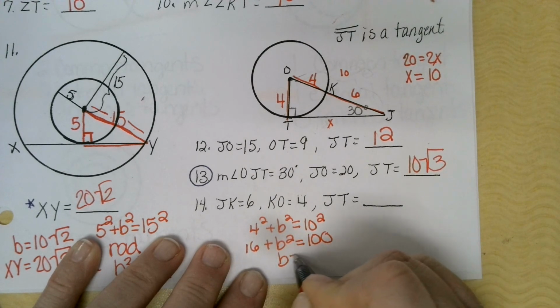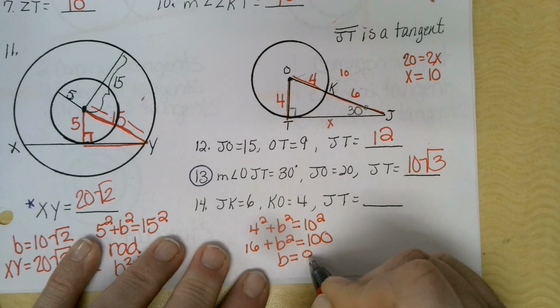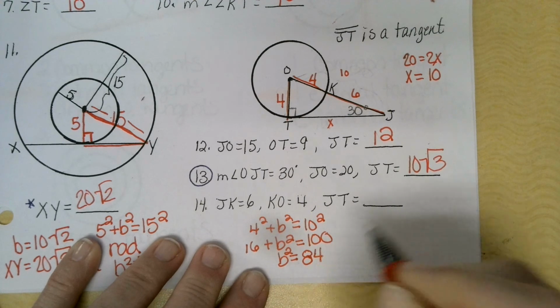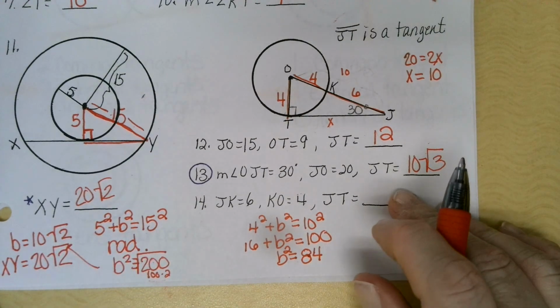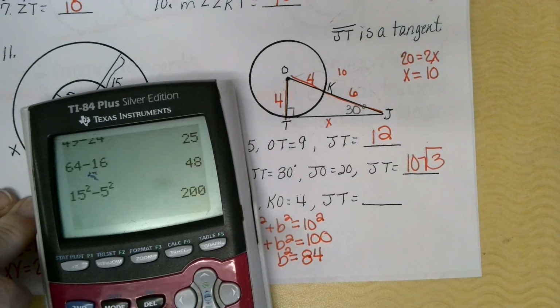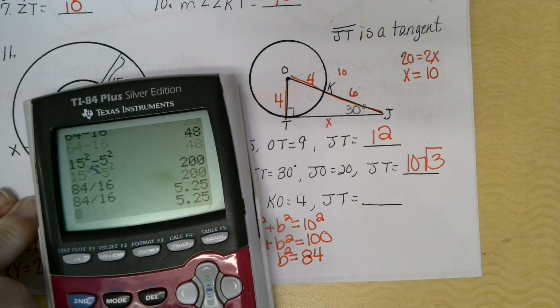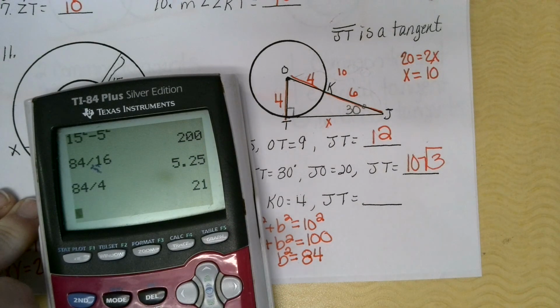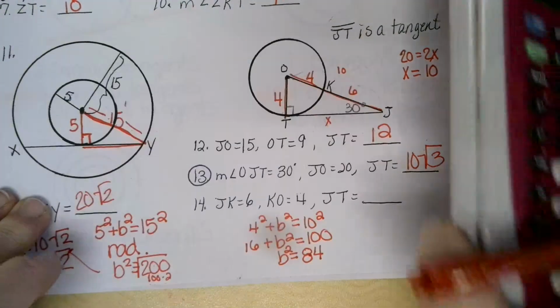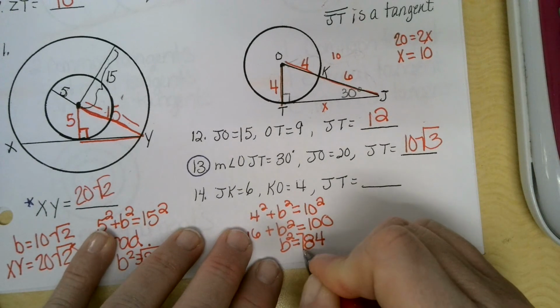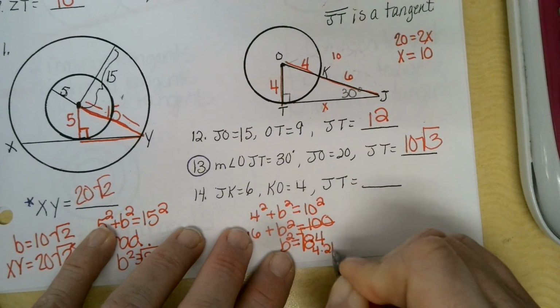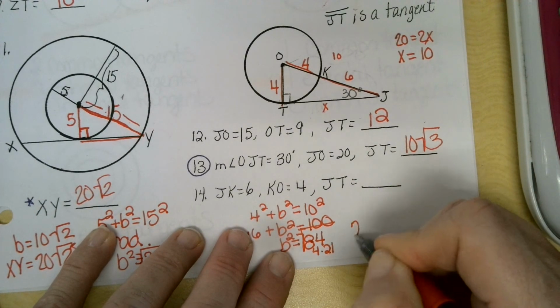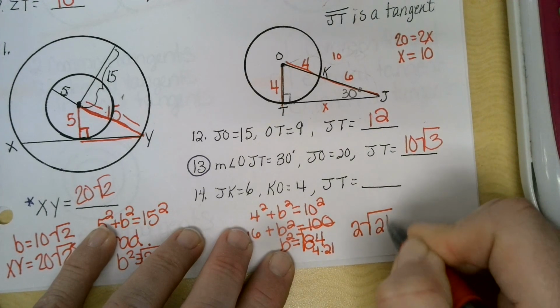Was that 84? Whoops. 84, 90, yes, that's right. All right, I need a perfect square that goes into 84. Okay, so 4 and 21. So 84 is 4 times 21, so that would be 2 square root of 21.